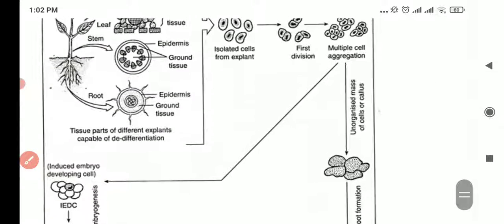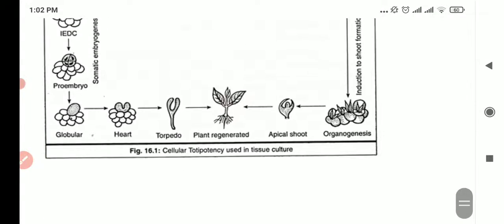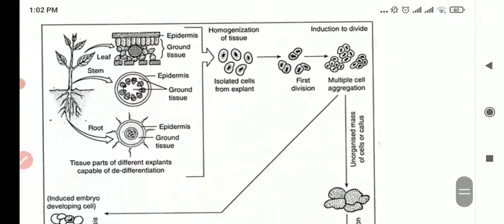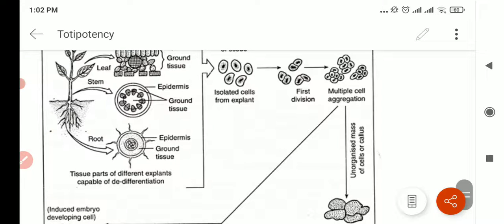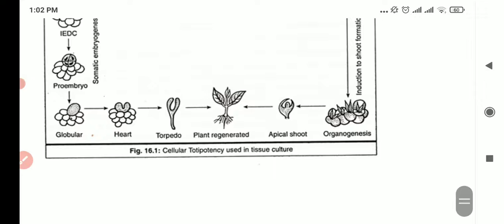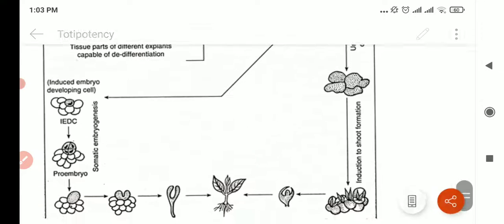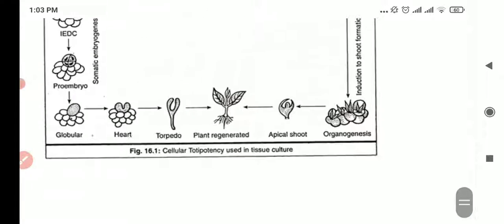So this is the diagram. This one we have already done in organogenesis or another chapter. So you can use the same diagram, because this is nothing but totipotency only.